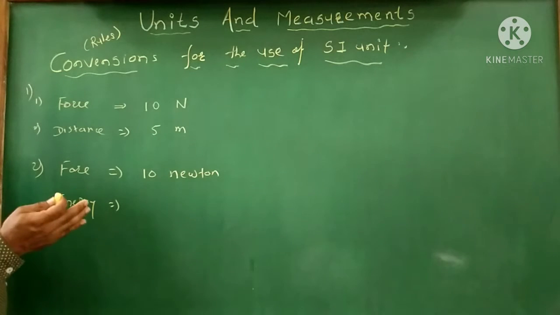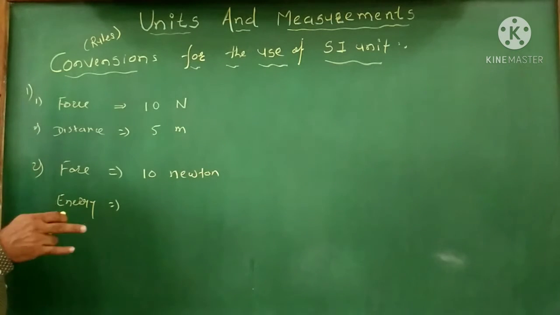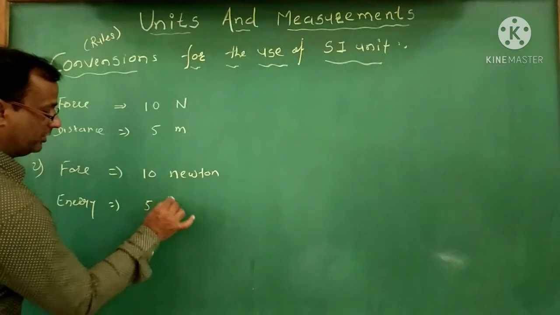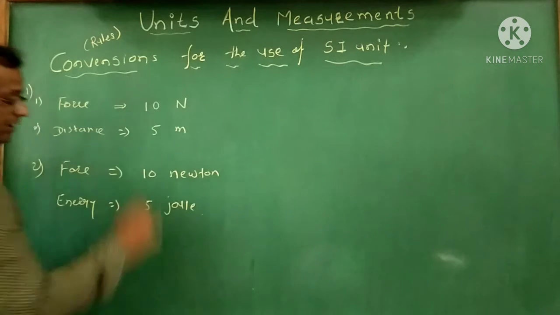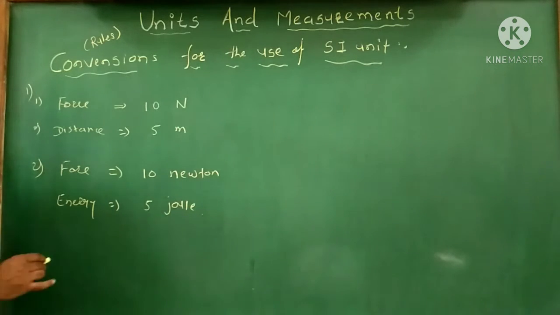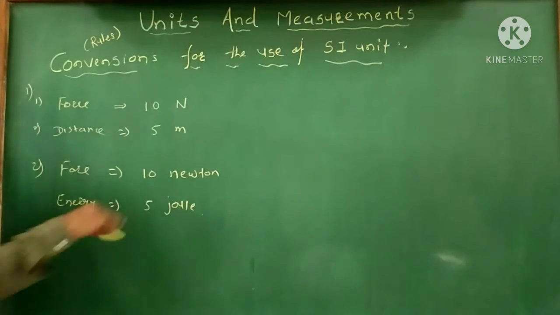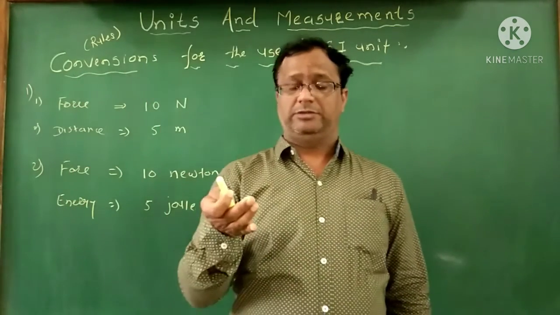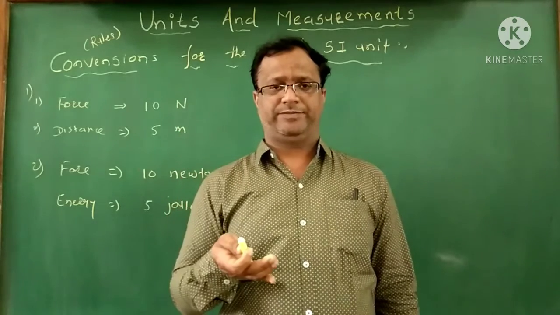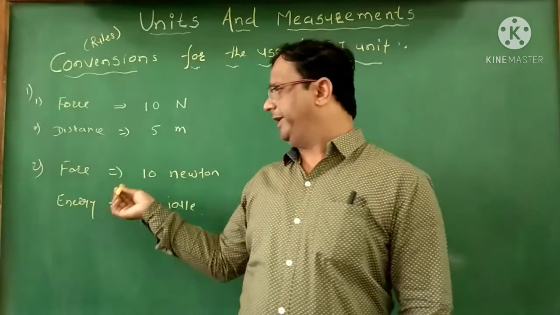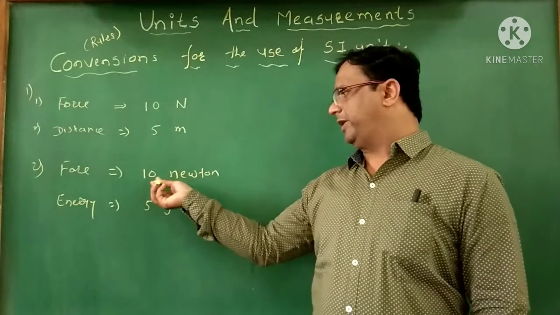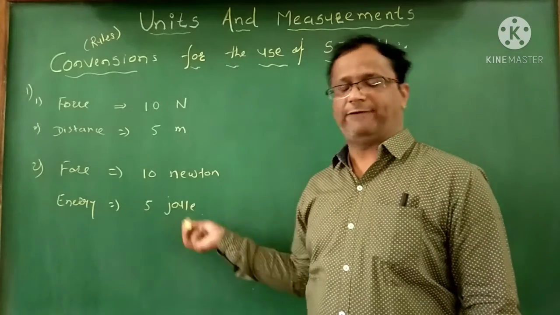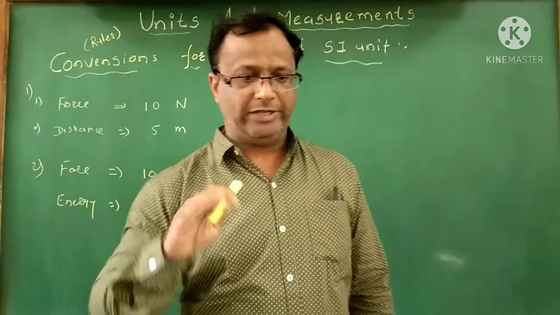Suppose we want to write down that joule in full form, because joule is the name of a scientist. If we want to write 5 joule, then we write it in this way, 5 joule. Because newton and joule are names of scientists, if we want to write the name of that person in full form in the unit, then we write it just like this: 10 newton and 5 joule.